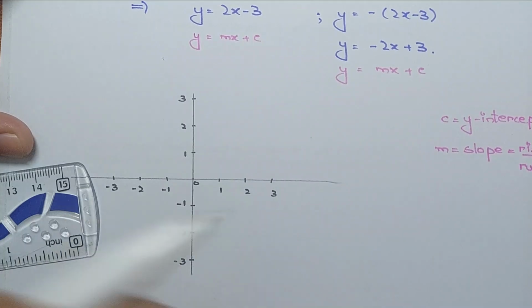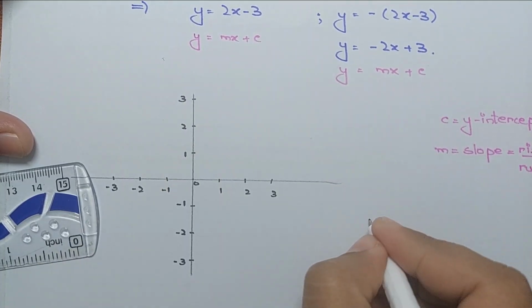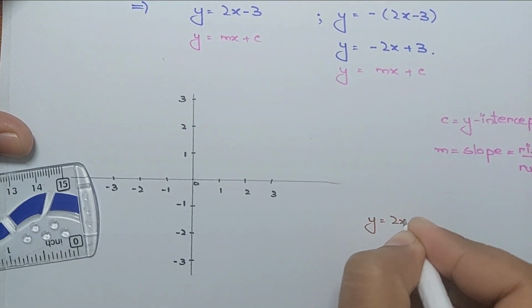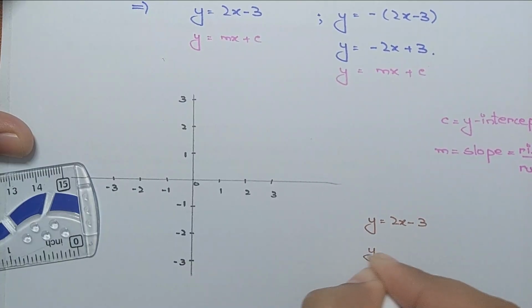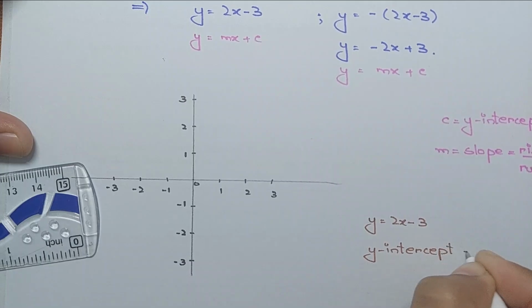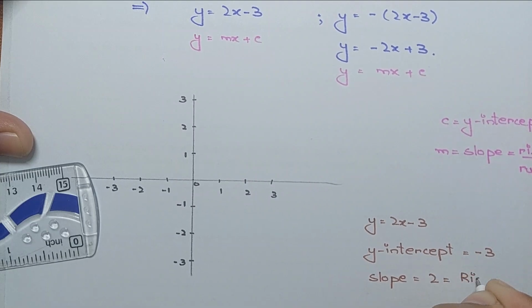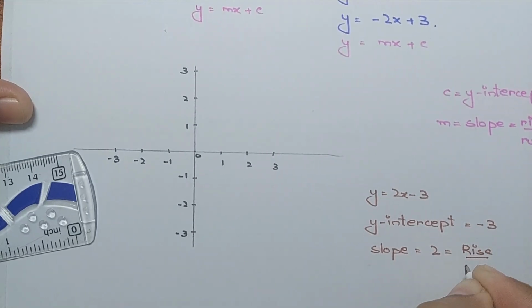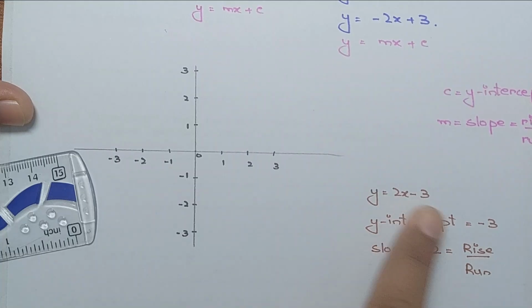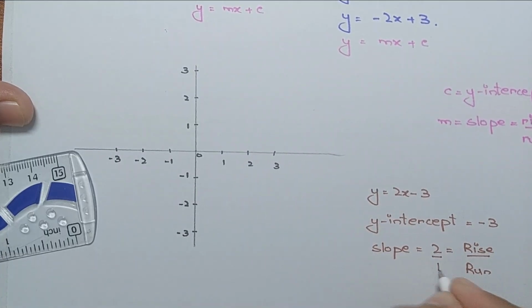The first one is this equation, right? So we have the equation y equals 2x minus 3. We know that the y-intercept for this equation is negative 3 and the slope is 2, which is rise over run. We can write 2 as 2 by 1, right? Now the y-intercept is negative 3. This is your negative 3 y-intercept.